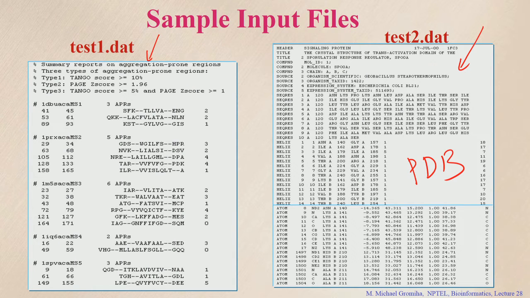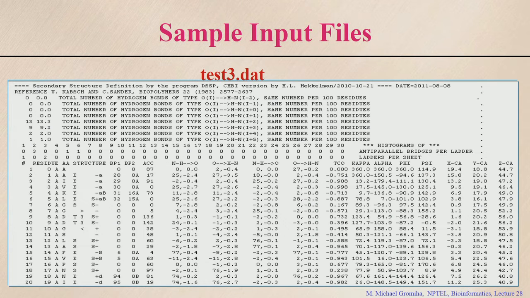We can use this data for manipulation. This is test3.date. Are you familiar with this output? This is DSSP output, which you obtained from DSSP. What is DSSP? Dictionary of Secondary Structure of Proteins. You can see here the command lines, how they identify the hydrogen bonds, and so on.